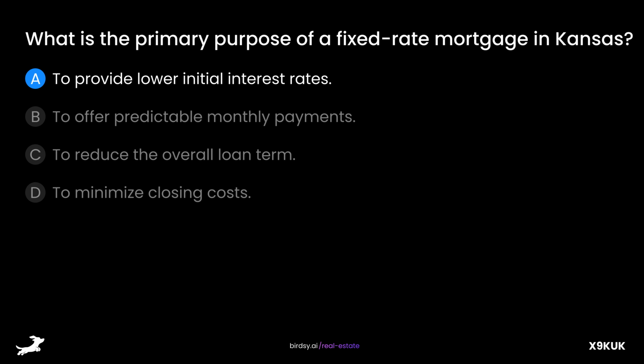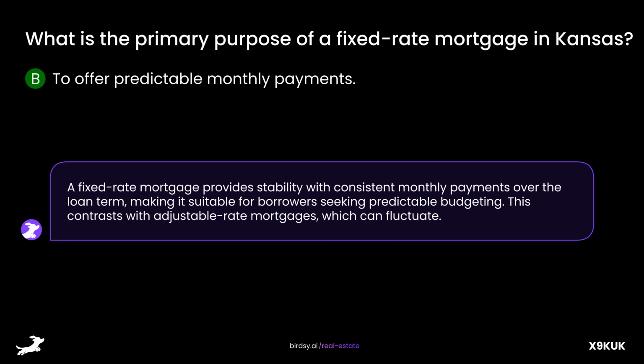Is it A, to provide lower initial interest rates, B, to offer predictable monthly payments, C, to reduce the overall loan term, or D, to minimize closing costs? The answer is B, to offer predictable monthly payments. A fixed-rate mortgage provides stability with consistent monthly payments over the loan term, making it suitable for borrowers seeking predictable budgeting. This contrasts with adjustable-rate mortgages, which can fluctuate.